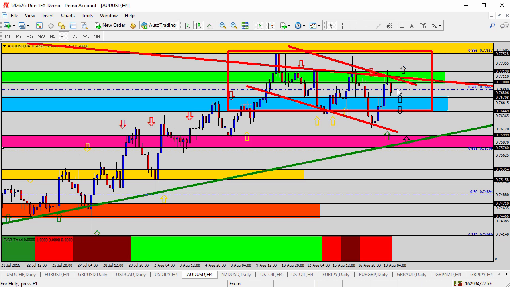So watching for that news at 8:30 a.m. Eastern U.S. time out of the U.S. And then if it's, again, negative out of the U.S., we buy it. If it's positive for the U.S., maybe a dip back down to the pink zone becomes our next opportunity for the Australian dollar today.